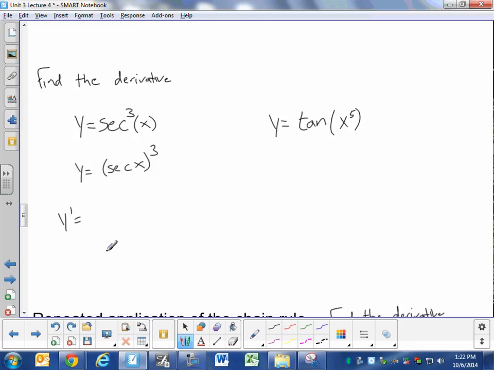Derivative of the outside is like the x cubed, derivative of x cubed is 3x squared, times the derivative of the inside, secant x tangent x. You can simplify this to be 3 secant cubed x tan x. That is the slope-generating function for secant cubed of x.